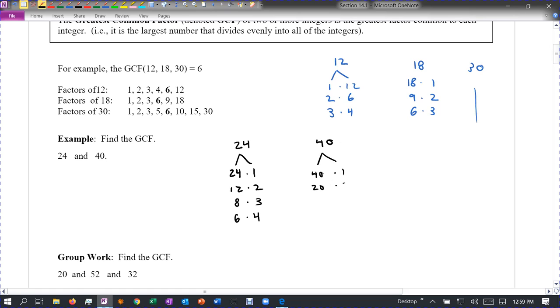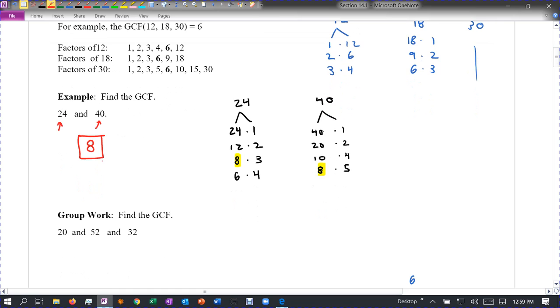20 and 2. 3 doesn't go into that. 4 goes into it 10 times. 5 goes into that 8 times. 6 doesn't, 7 doesn't, 8 we already have. So these are all the factors, and we're trying to find the biggest one common to both. So the biggest number I find that appears in both lists is the number 8. So our GCF would be the number 8. So 8 goes into 24, but 8 also goes into 40. So that's the biggest number that goes into both.